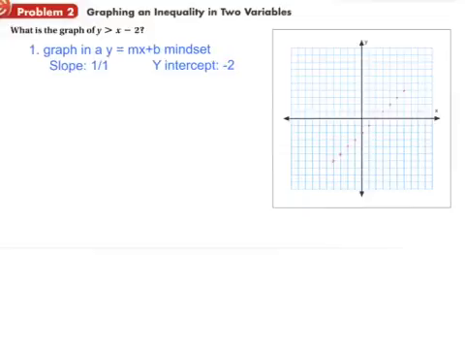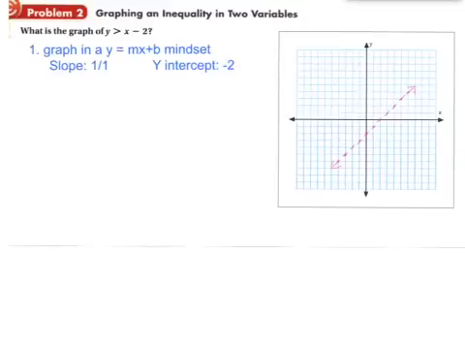Because my inequality has a less than or greater than symbol, my line is going to be dashed. If I had an inequality symbol of greater than or equal to or less than or equal to, I would have a solid line, but I don't, so that's the reason why my line is dashed.